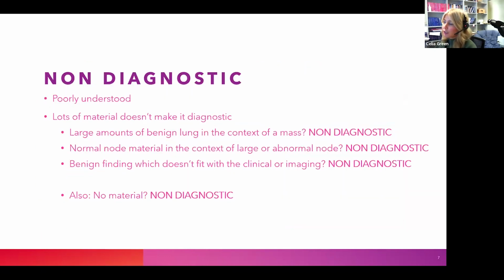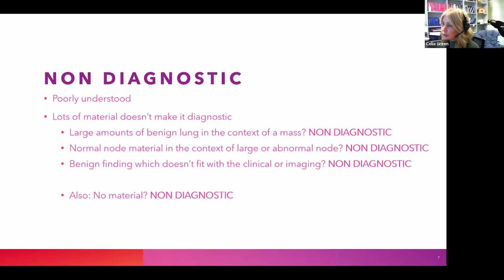So non-diagnostic is the biggest category that I think people don't understand when we're talking about cytology specimens. Lots of material doesn't make something diagnostic. Context makes it diagnostic, which is why it's so important to have clinical information. I know Gary will tell you that cytologists shouldn't look at clinical information before they look at smears. I tend to agree they should do it the other way, but they still need that clinical information to make something diagnostic. If you have large amounts of benign lung in the context of a mass, that's not diagnostic because that's not giving you an answer.